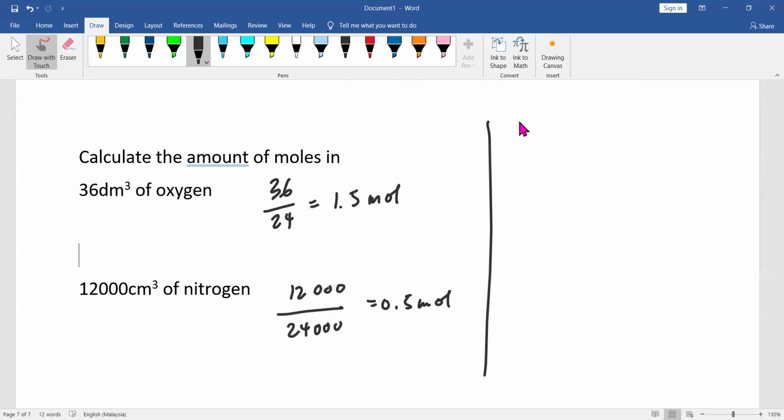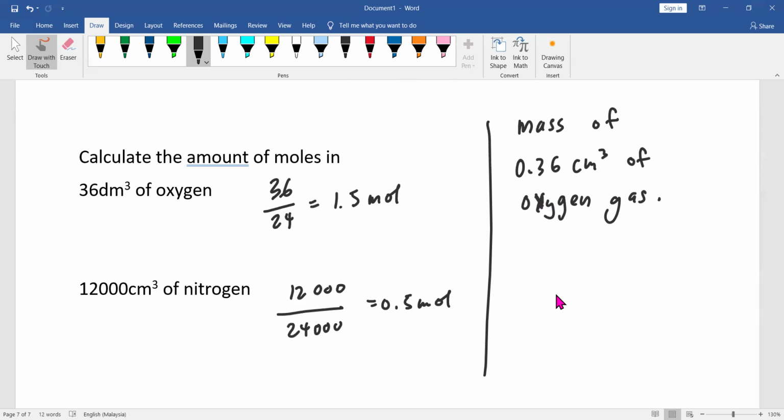Now, can you find the mass of 0.36 centimeter cube of oxygen gas? Okay, write this down and find this. 0.36 centimeter cube of oxygen gas. So remember, I've only taught you two formulas so far, two only. Please use both. Use your brain and use both.